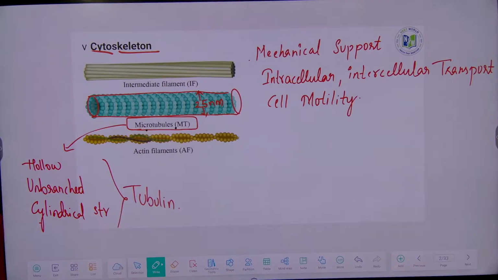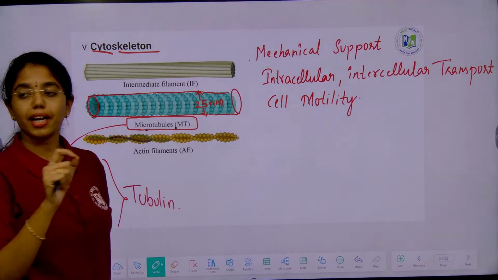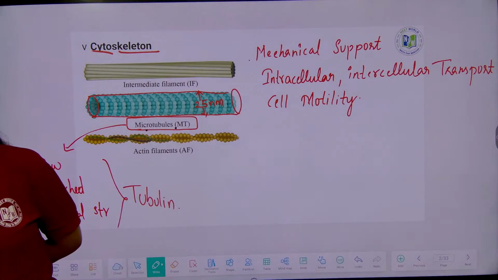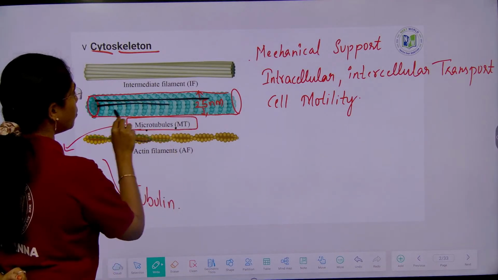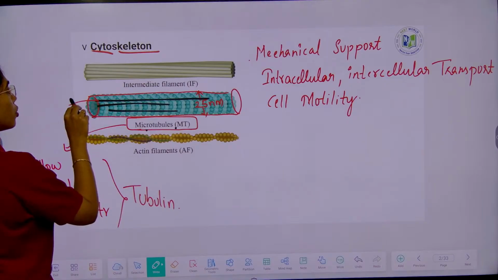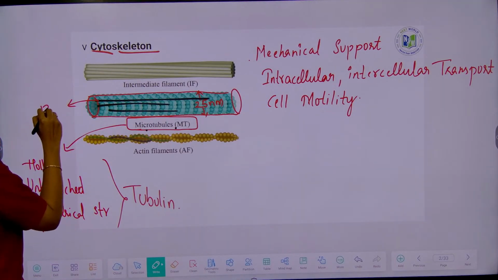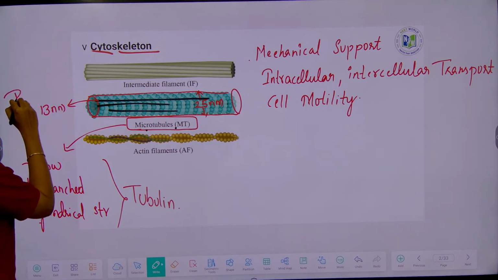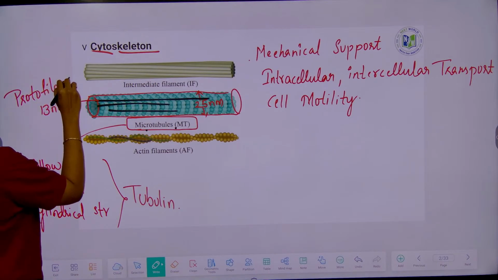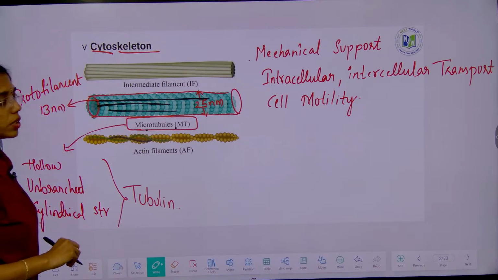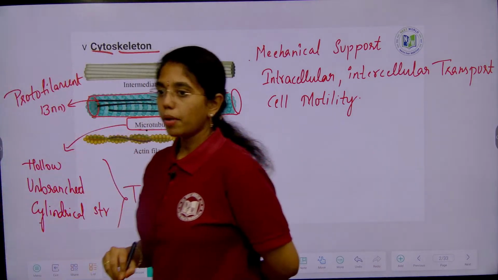They will be of 20 nm in diameter. Likewise, a single microtubule is made up of protofilaments, and each protofilament will have tubulin.